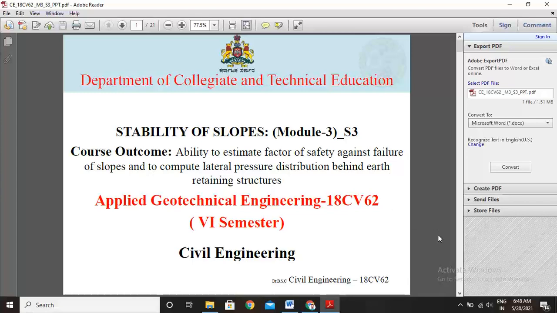Today I want to start module 3 of session 3. Title of module 3 is Stability of Slopes. Course outcome of stability of slopes: ability to estimate factor of safety against failure of slopes. Title of subject is Applied Geotechnical Engineering and subject code is 18CV62 of 6th semester in civil engineering departments.